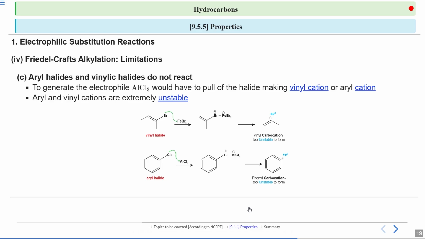Your Br will be removed and a vinyl cation will be formed. Now your vinyl carbocation has a positive charge on an sp2 carbon, which is unstable, because sp2 carbon is electronegative due to greater s character in the hybridized orbital.